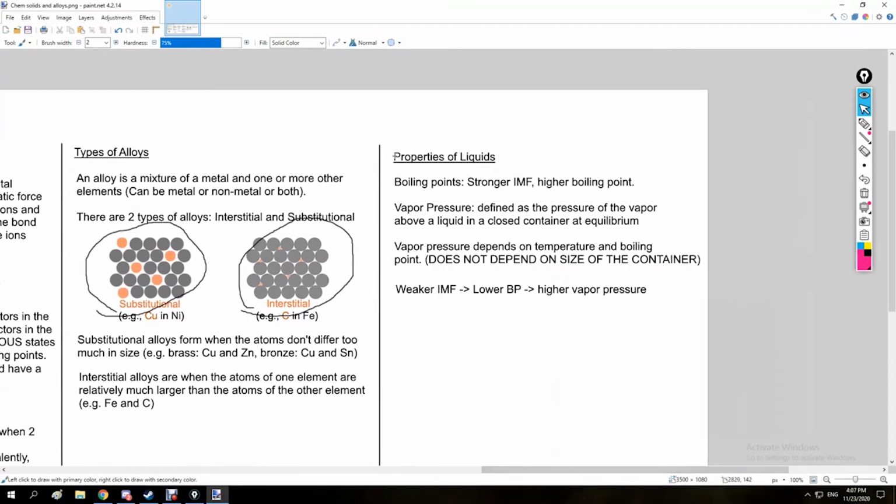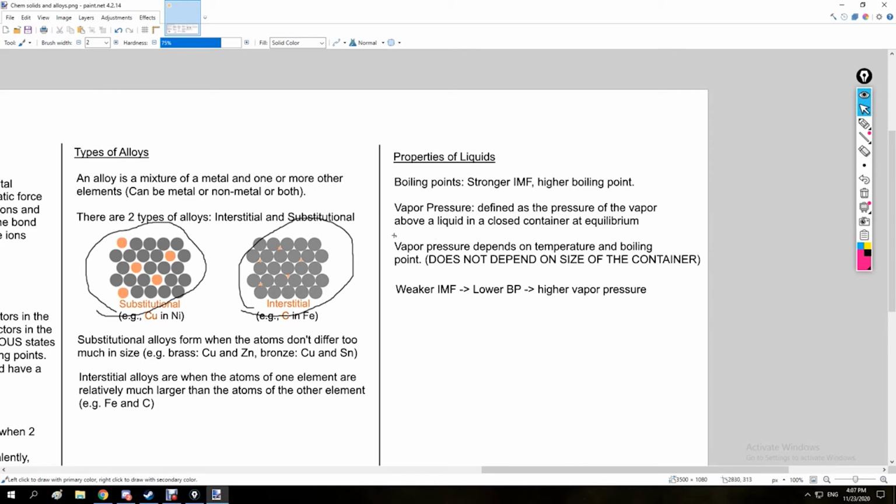So now we're going to go over properties of liquids. So we have boiling point and vapor pressure. They both depend on the IMF. So for boiling point, if you have stronger IMF holding together the molecules of a liquid, you're going to have a higher boiling point. And vapor pressure is defined as the pressure of the vapor above a liquid in a closed container at equilibrium. So as you know, liquids aren't just staying the same constantly, they're constantly evaporating and they're also condensing. So at equilibrium, when these two rates become equal, the vapor that is above the liquid has a certain pressure, and that's the vapor pressure.